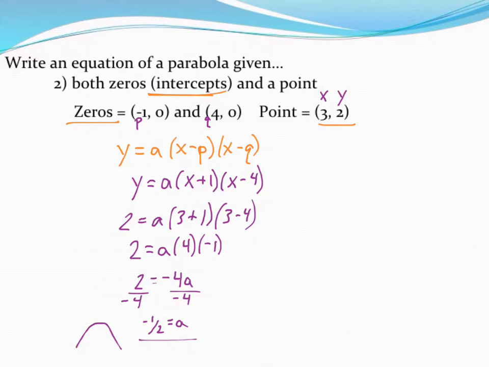So once again, let's go back to this step right here and plug in the a value we just found. So for our final equation, y and x will still be in there. So we're going to say y equals -1/2 times (x plus 1) to get my first x-intercept, and then (x minus 4) to get my second x-intercept.